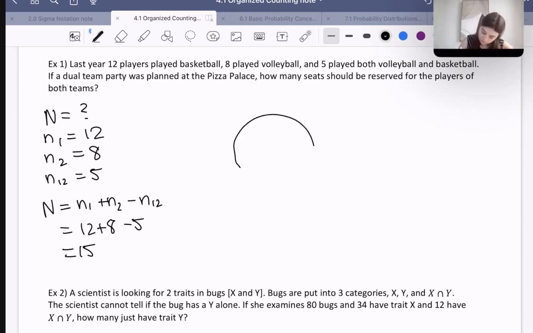We could say, well, here we have our Venn diagram. Let's have B be basketball and V be volleyball. So let's say B for basketball.